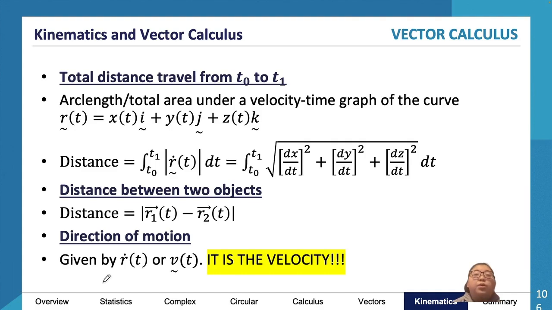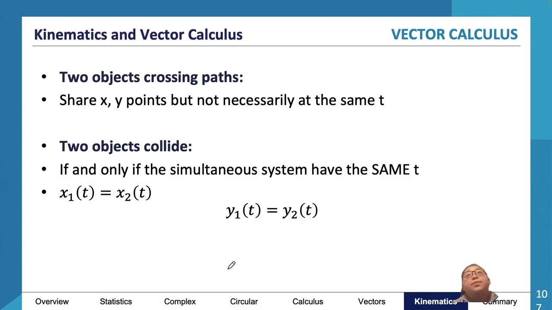Good. Okay, so these are some formulas that you can use. If you're finding the total distance traveled, all you have to do is root the whole equation, because remember, if we're talking about magnitudes in our vectors, all we had to do was square each individual component. Distance between the objects is just the magnitude of the two vectors minus each other. And then the direction of motion is always given by the velocity. This is the important thing.